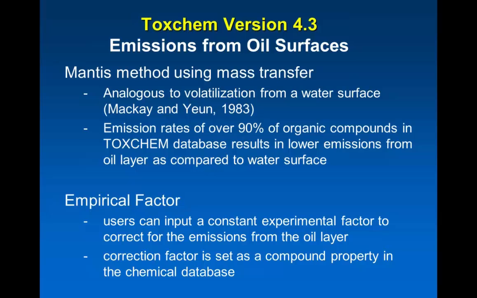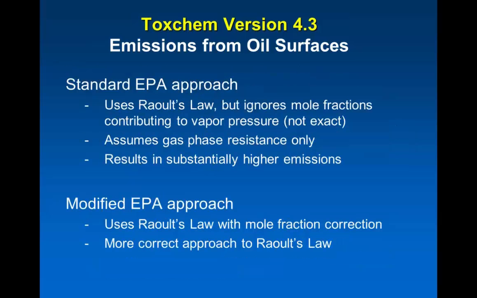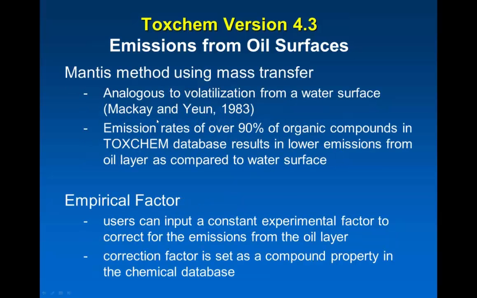And surprisingly enough, the Mantis method actually gives outputs which are very similar to the modified EPA approach here. So the outputs we are getting from the modified EPA approach and the outputs we are getting from the Mantis method, although they use a different set of equations, lead to very similar outputs. The third method, which is the empirical factor, the user can input a constant experimental factor and try to evaluate the emissions from the oil layer. And we also provide you the flexibility to define this correction factor for individual chemical compounds in the database.